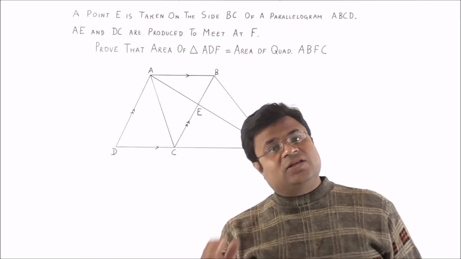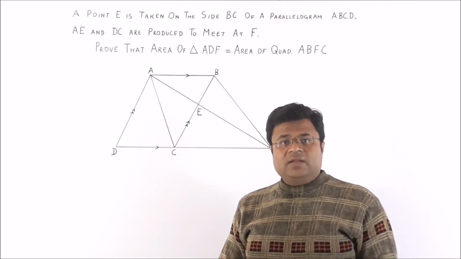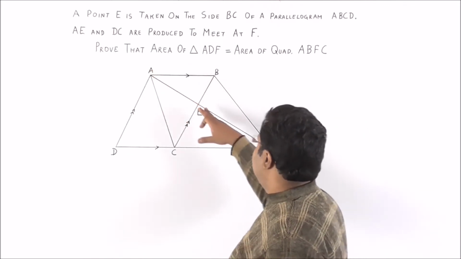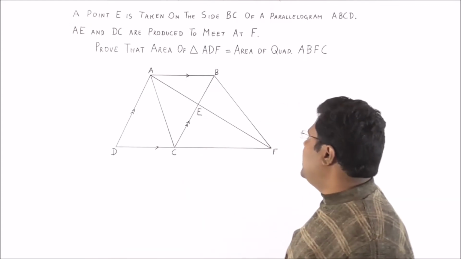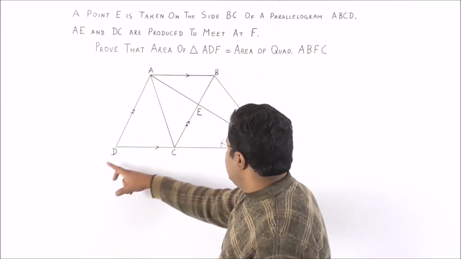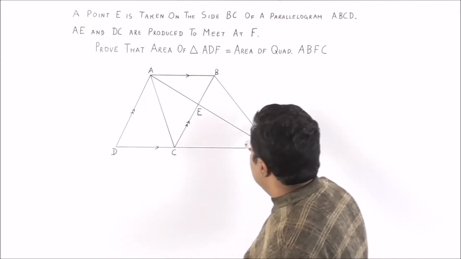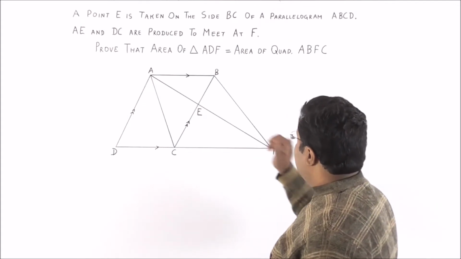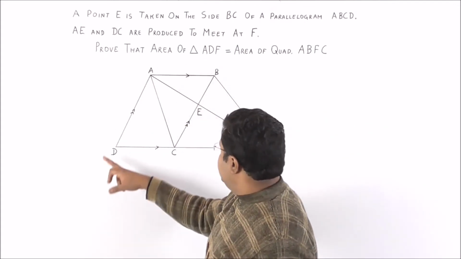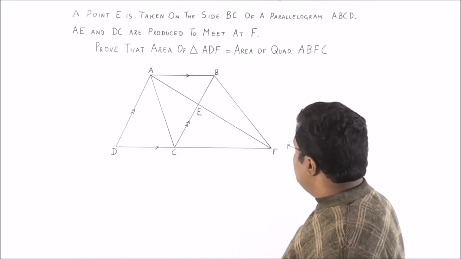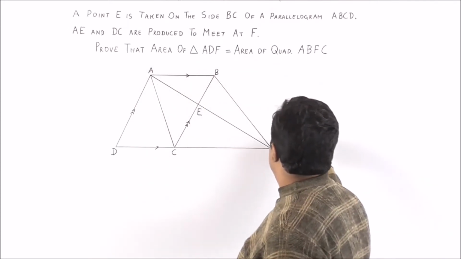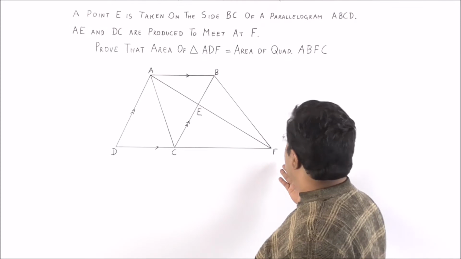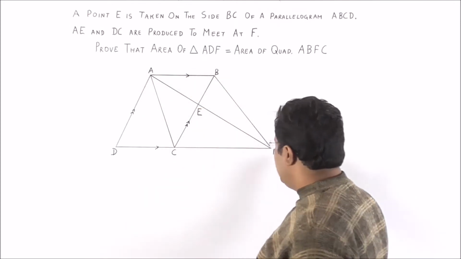Now again, this is area theorems, so you need to work between parallel lines. Now see here, the AE is produced and DC is produced, they meet at F. Good thing is that AB and DC are parallel, giving you a lot of scope to deal between the two parallel lines. Now we have to prove the area ADF equal to area quadrilateral ABFC. Area triangle ADF equal to area quadrilateral ABFC.